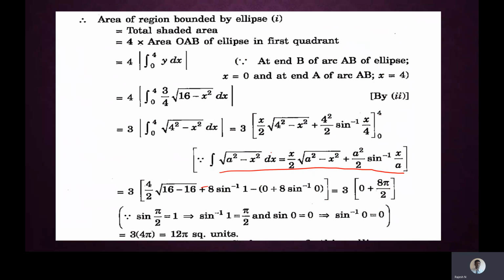Minus lower limit means 0. 0 into this is 0, plus 8 sine inverse 0. So this is 0. Sine inverse 1 is pi by 2. So 8 pi by 2. So 3 into 8 pi by 2. 3 into 8 pi by 2 is what? 12 pi square units.